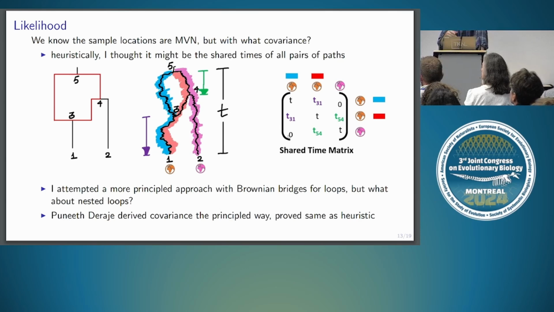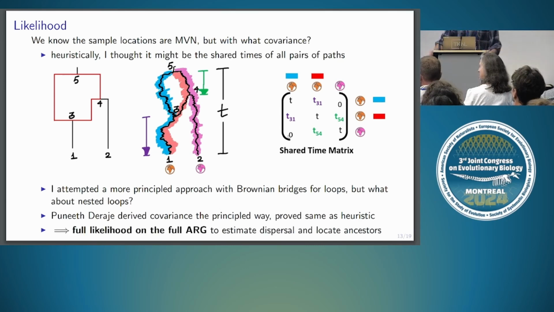But fortunately for me, Puneeth Daraje, who's here in the front, just joined the lab, and I asked him if he had any thoughts, and within a couple weeks he had derived the covariance the principled way, and also proved that it was the same as the heuristic that I had done before with some corrections. So I was very thankful that Puneeth was in the lab and that I had asked him the question. Because now we had the full likelihood on the full ARG to estimate dispersal and locate ancestors.